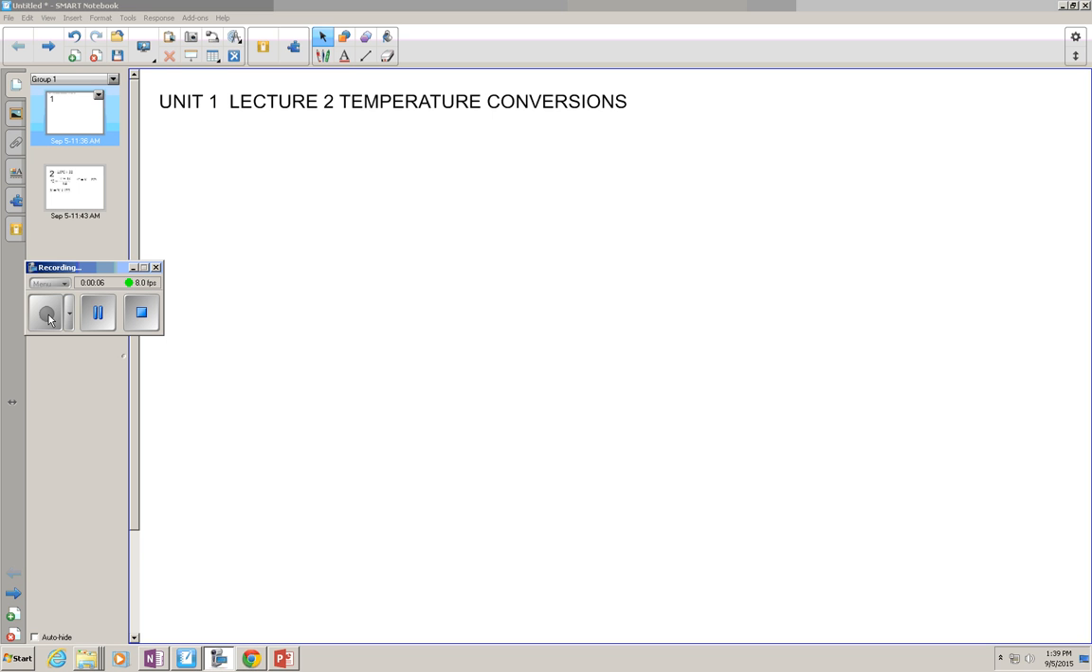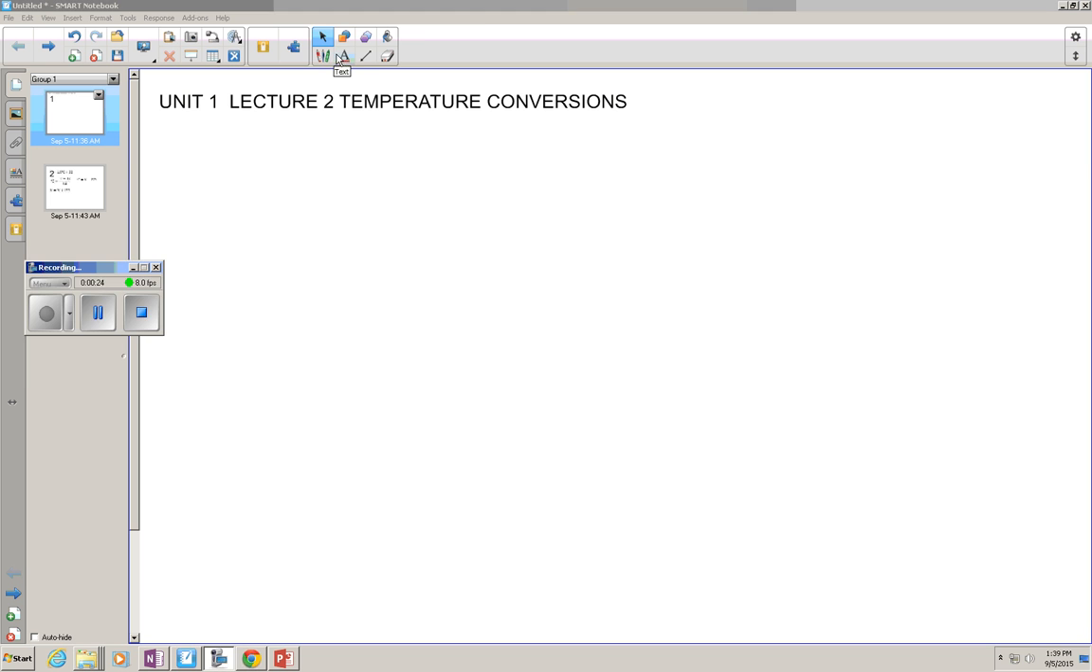We're going to be talking about temperature conversions. And I know you have talked about temperature conversions before. You've done conversions from Fahrenheit to Celsius. Maybe some of you have heard about the Kelvin temperature scale, and we will be mentioning that very briefly. For now, we'll just talk about this a little bit.